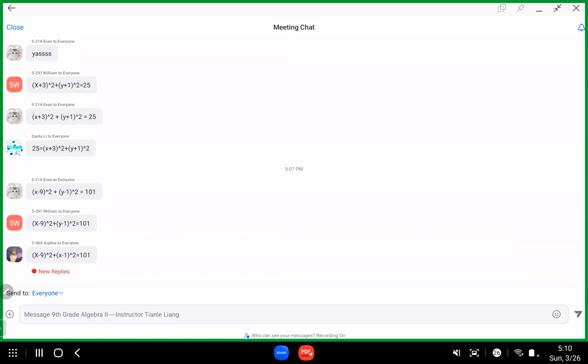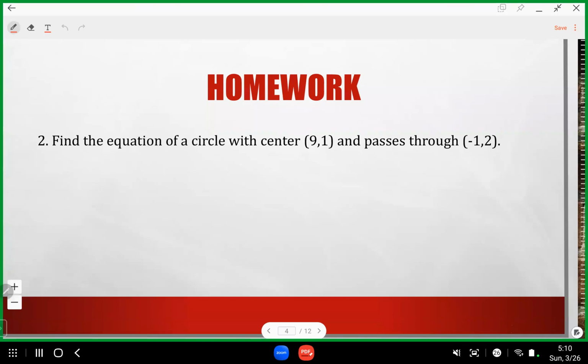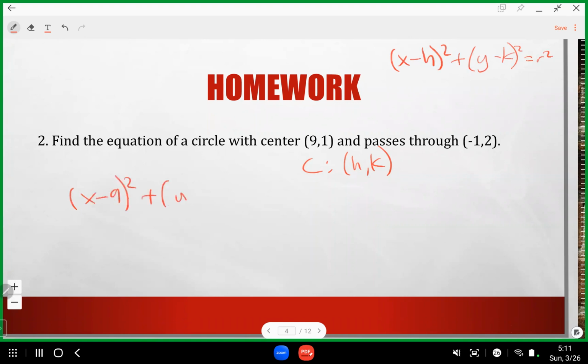All right, so let's look at this. Find the equation of a circle with center 9, 1 that passes through -1, 2. So we know that the center is (h, k). That is going to be our center. And we can combine that with the equation. So let me write it again here. It's (x minus h). We know the center, which is 9, 1. So let's just write that down. (x minus 9) squared plus (y minus 1) squared. But we still need r squared.